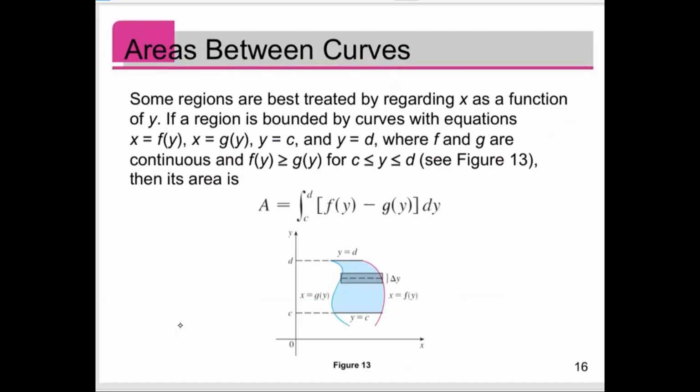We have y equal to f(x) and y equal to g(x). Now we have x equal to f(y), x equal to g(y), and now c and d are in this form, horizontal lines, y equal to c and y equal to d. f and g are continuous, f(y) greater than or equal to g(y). And then we get this formula for the integration that is being done with respect to y.